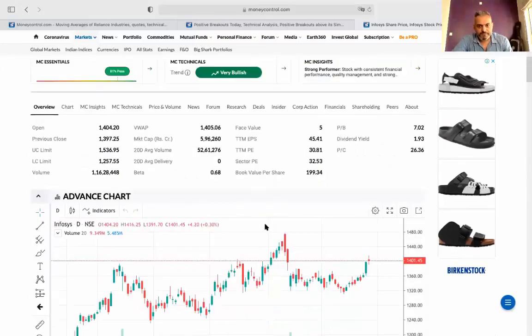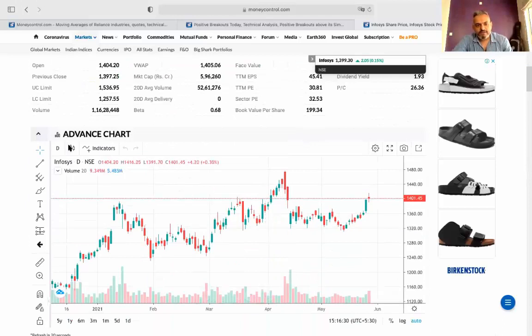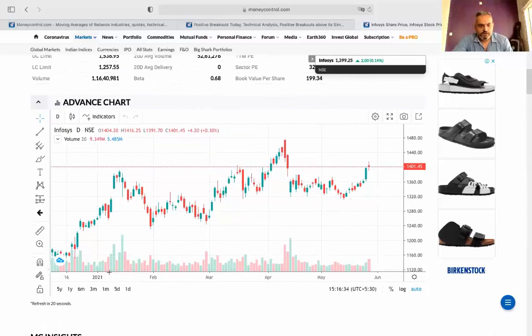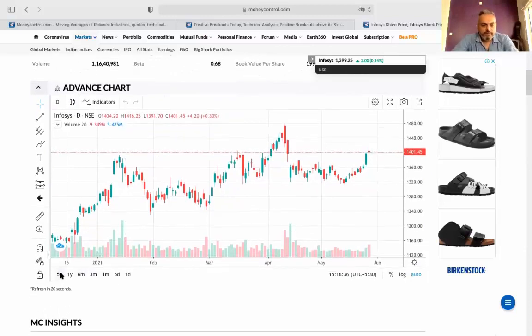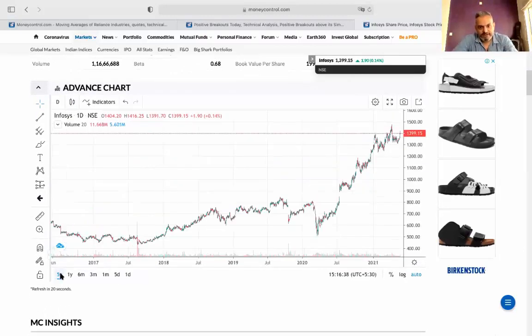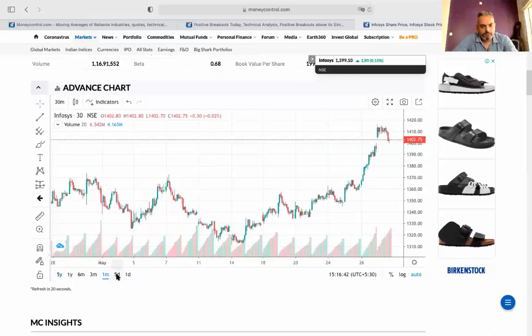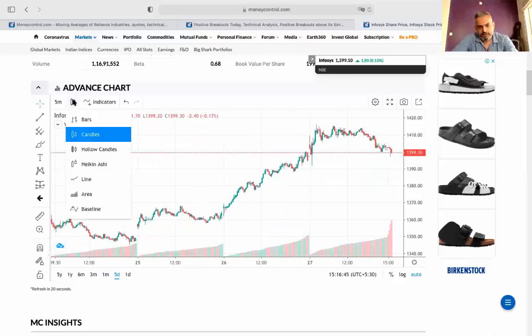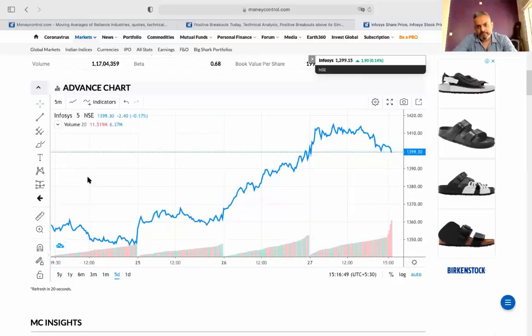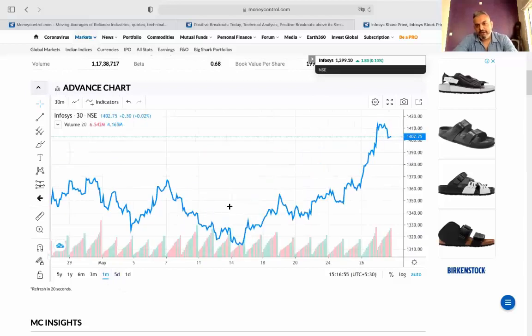Now, you can see your advanced chart is over here. Here you have an option that you can go for a 5-year chart, a 1-month chart, or a 5-day chart. Then these are candles; let's see a line. These are lines. You can see lots of fluctuation happening in the last 5 days, the last 1 month. Now I want to find the trend.